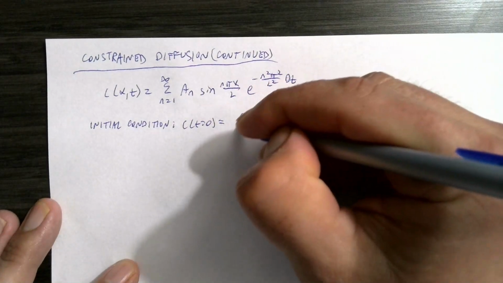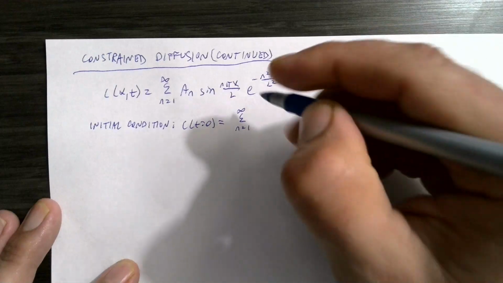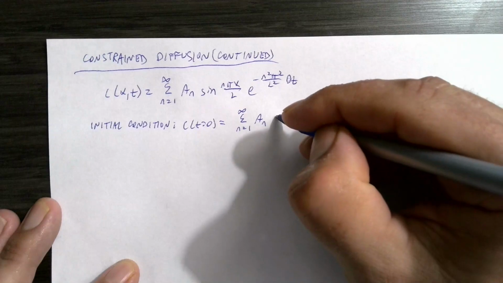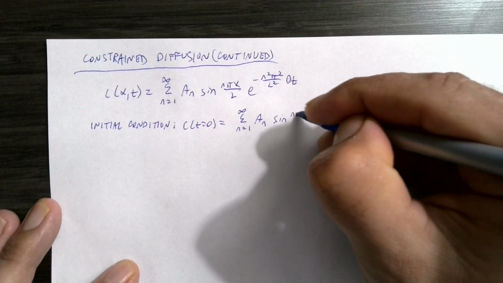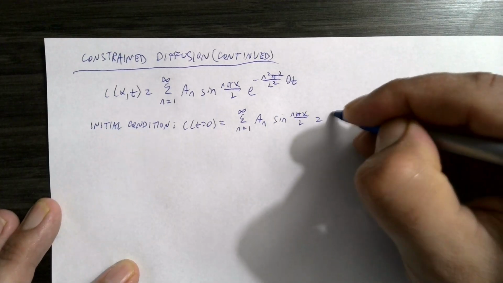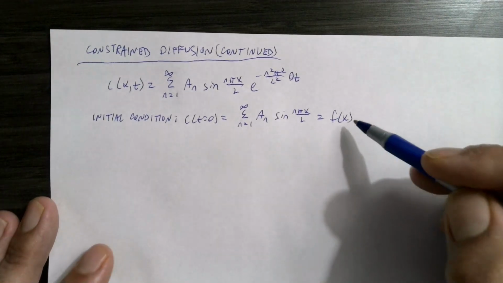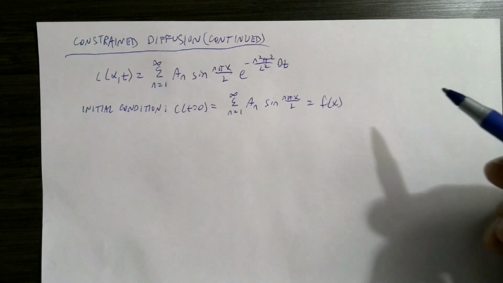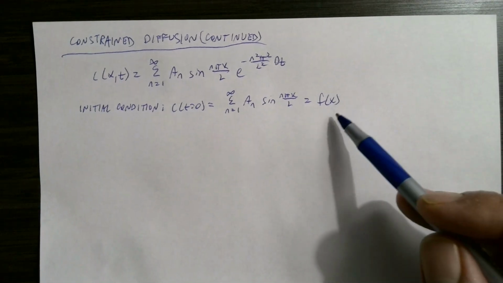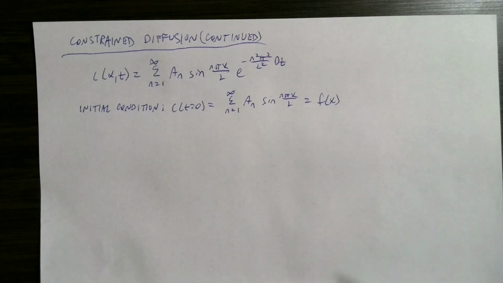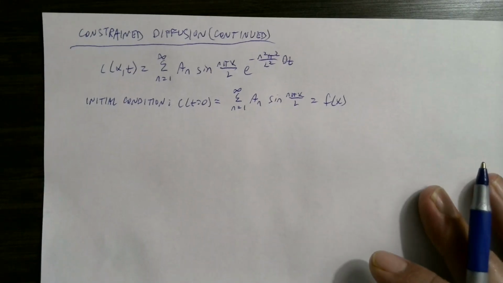I get the sum from n equals 1 to infinity of a sub n times sine of n pi x over L, and then the exponential term went away, and that needs to be equal to our initial function f of x across that interval, which in this case we're looking specifically at c0. I'm just going to leave it as f of x as long as I can, because we can work with the result later for a different kind of initial condition.